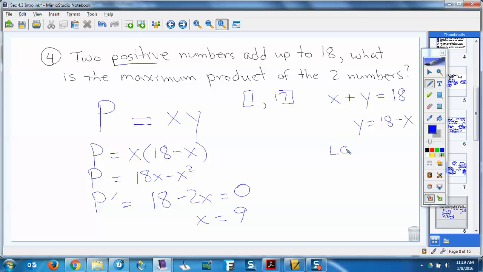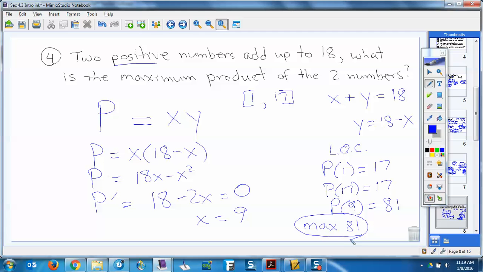So our list of candidates would be, if we were going to do it this way, our endpoints, product P of 1, P of 17, and P of 9. Well, P of 1, if you put a 1 in here, you get 18 minus 1, which is 17. Put a 17 in here, well, we already know that's going to be 17 also. 17 times 1, 1 times 17. And then put a 9 in there. 9 times 9 is 81. There's your max. So what is the maximum product?